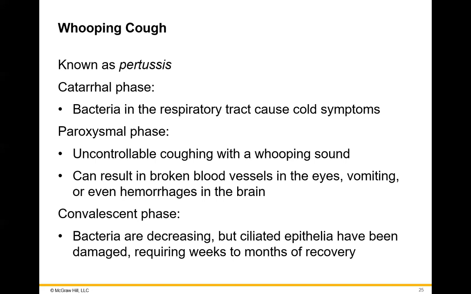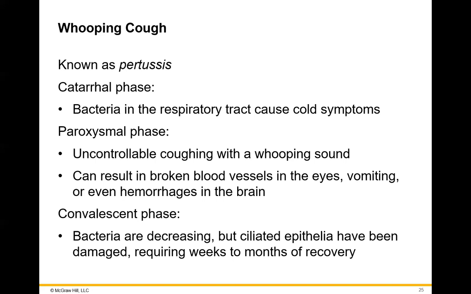Whooping cough though, the 3 phases of whooping cough, you will get tested over what these are. There will be a question, at least one, about the 3 phases of pertussis. The first phase is the catarrhal phase, where you have cold-like symptoms. Once you start coughing, you're in the paroxysmal phase. In the paroxysmal phase, I don't mean a little bit of coughing. We're talking incessant coughing that leads to hemorrhaging in the brain, vomiting, ruptured blood vessels in the eyes, just from coughing and coughing and coughing.